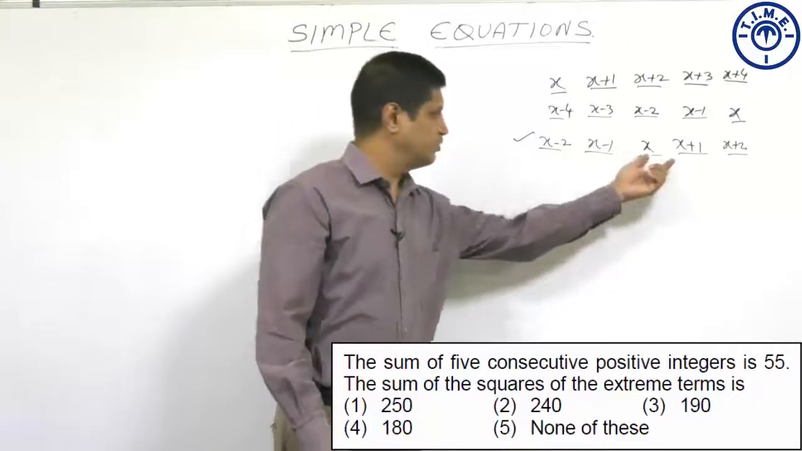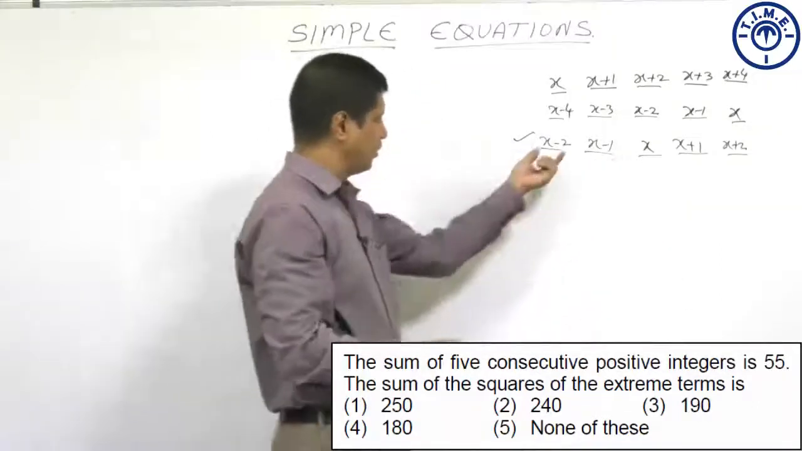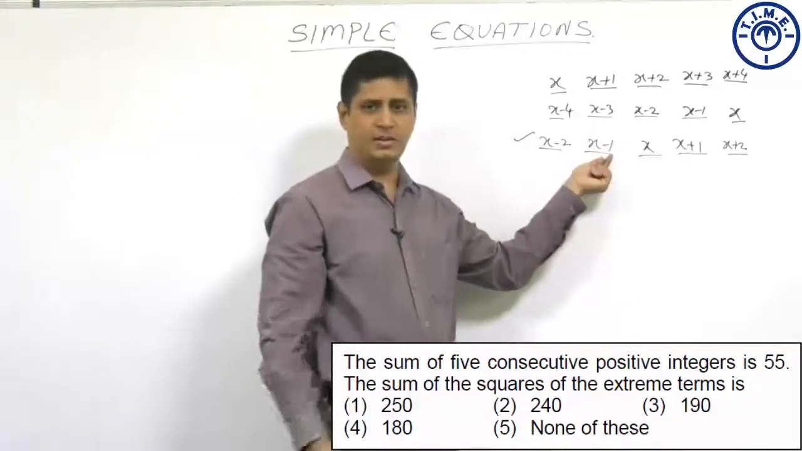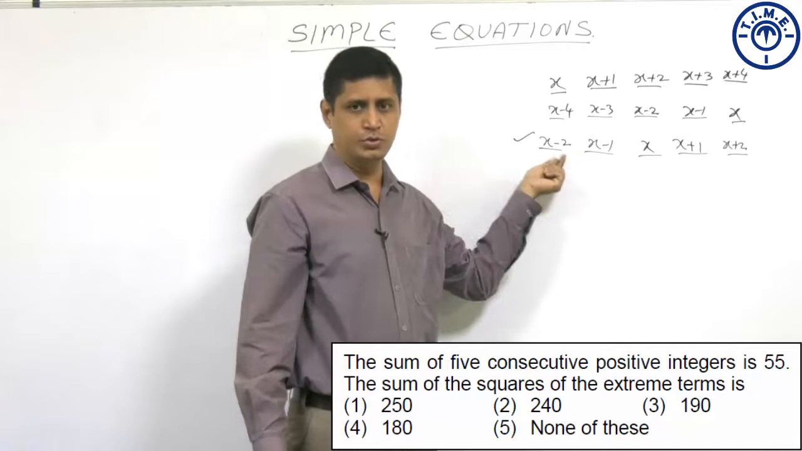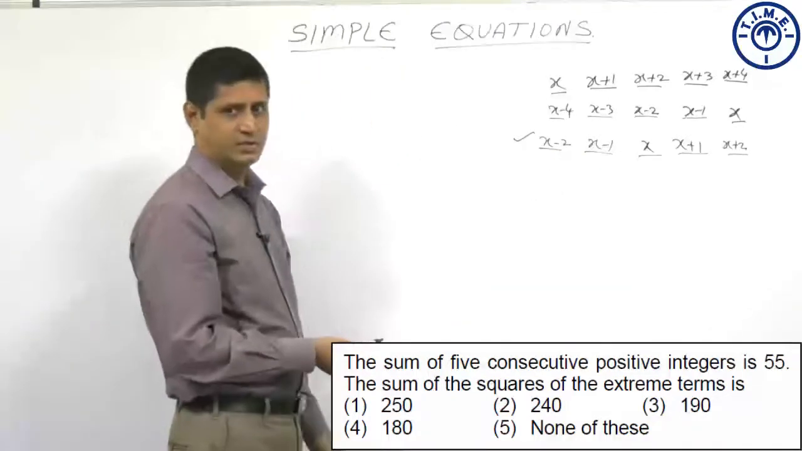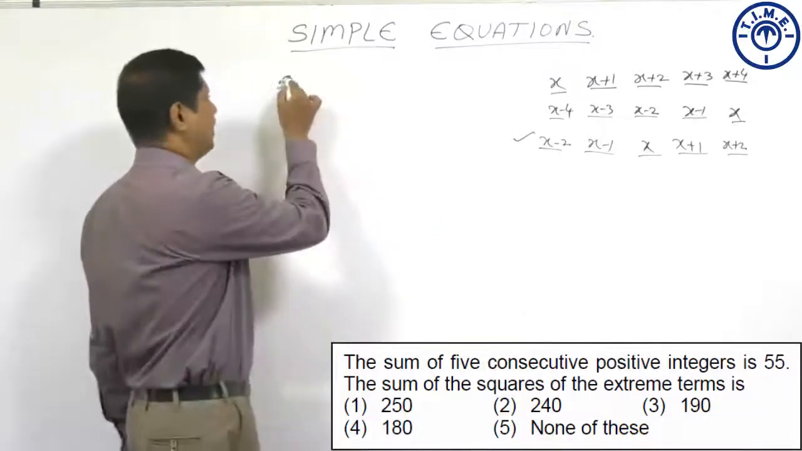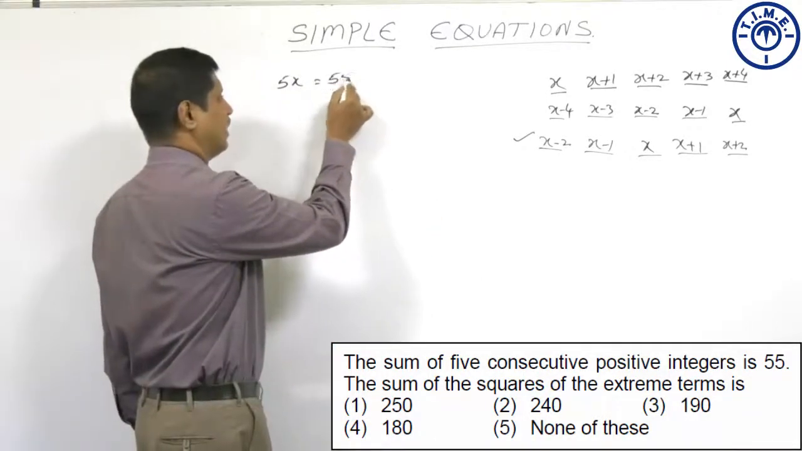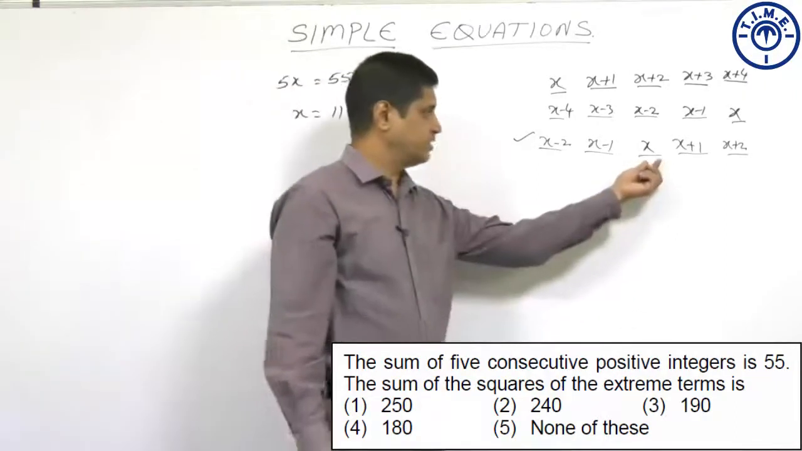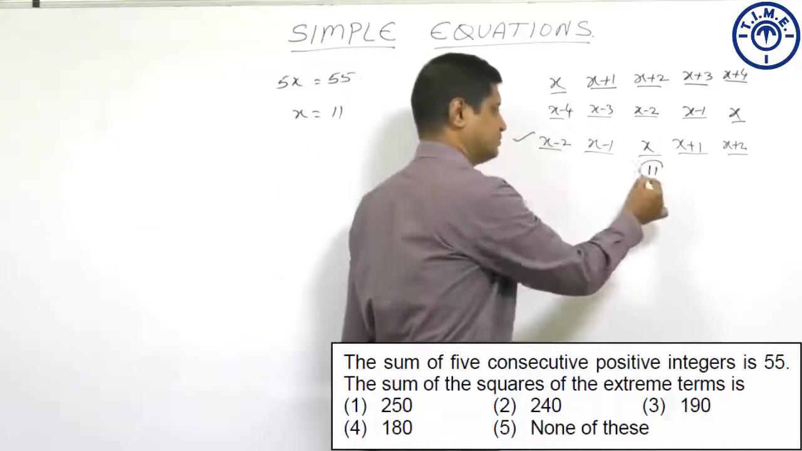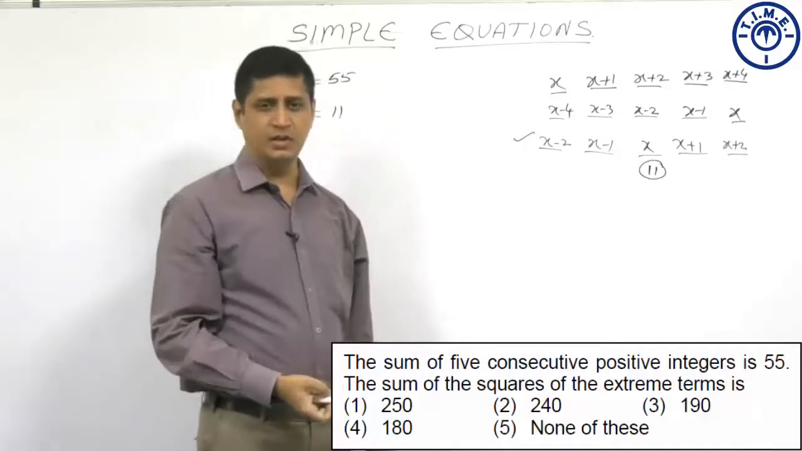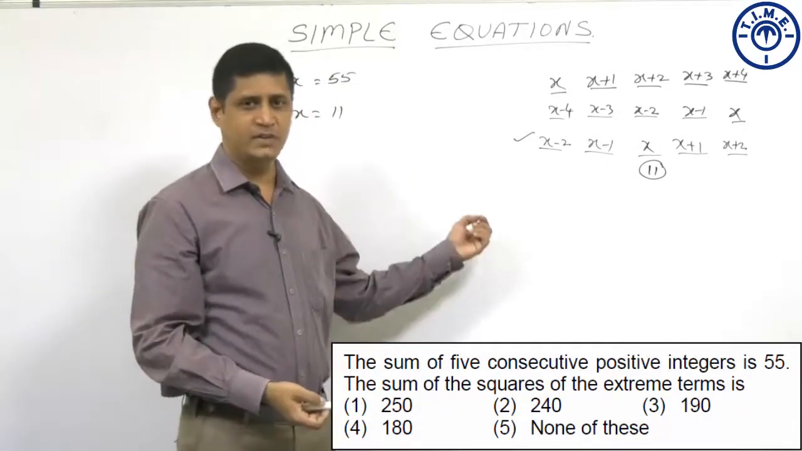When you add all these values, what is the result? Positive 1 and negative 1 get cancelled. Positive 2, negative 2 get cancelled. Then what is the remaining? The remaining is 5x. Now 5x is equal to 55. The value of x is 11. Means x is the middle value, that is 11. What is the question here? What is the sum of the squares of the extreme terms?